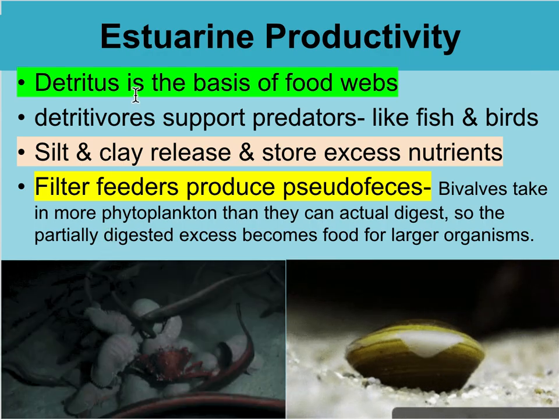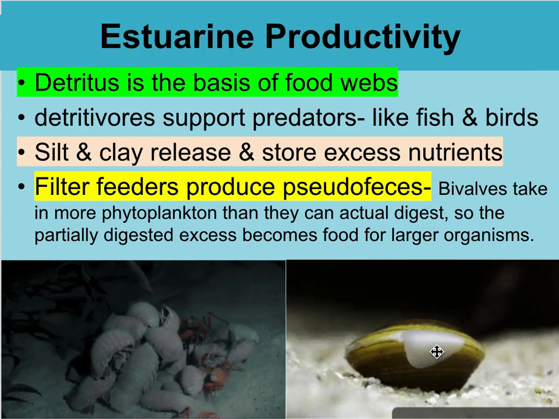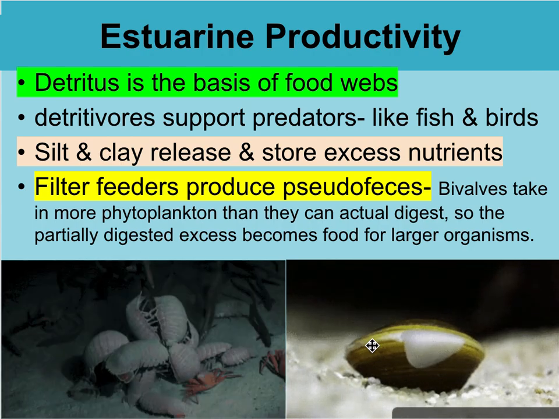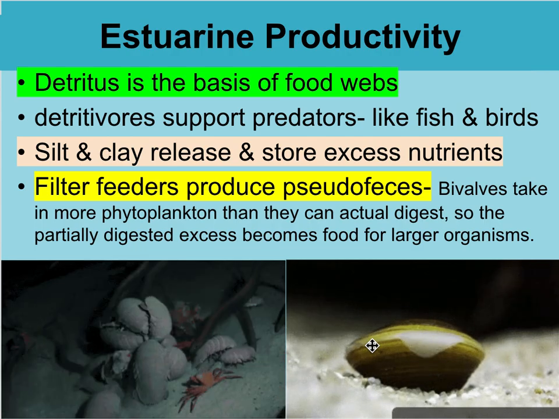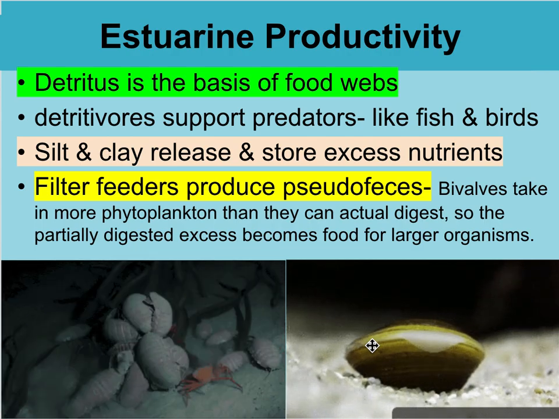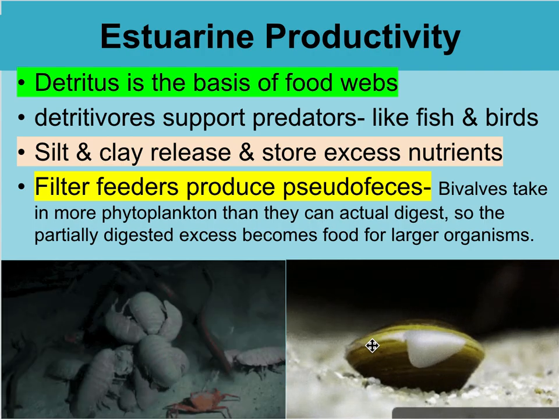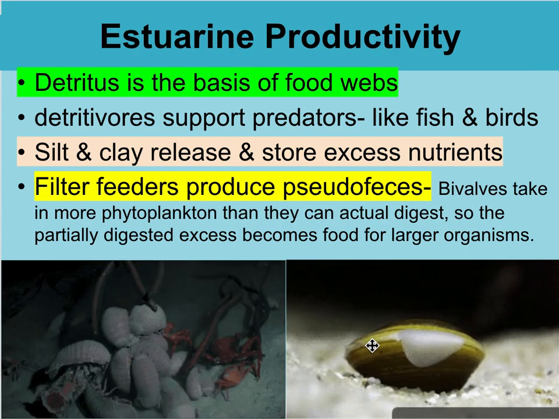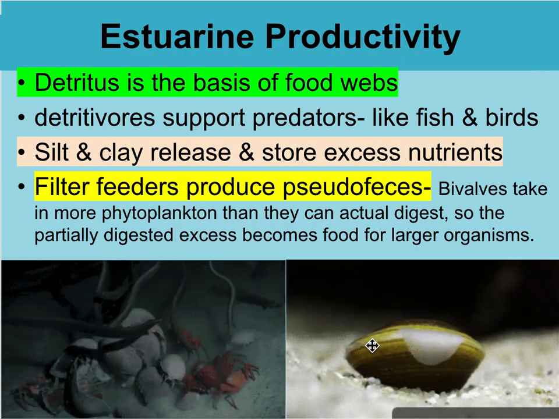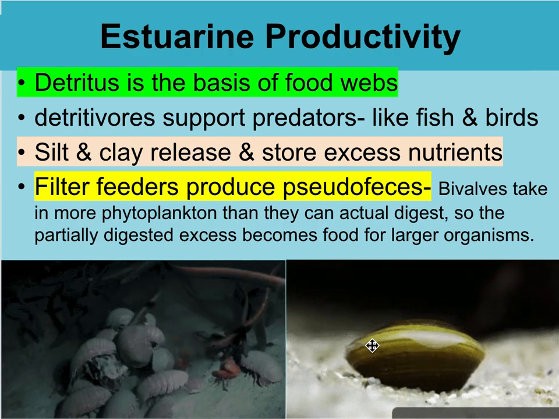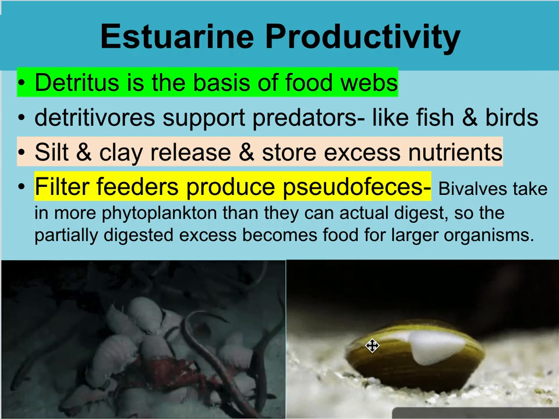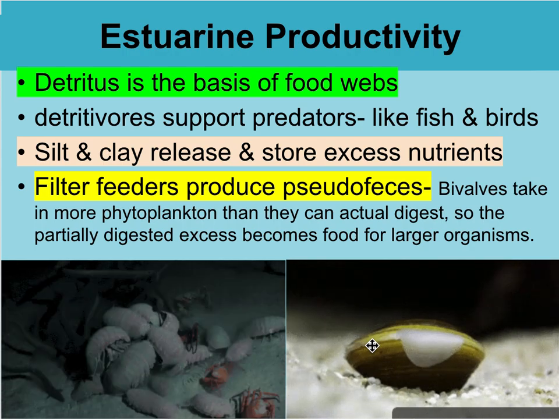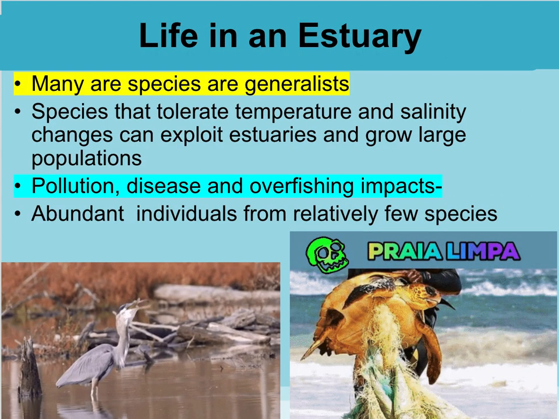So the silt and clay will also release a lot of nutrients, and there are certain filter feeders like this bivalve that I'm showing here that will go down into the sand and filter out tons of phytoplankton and tons of different bacteria and nutrients that are in the sand. But they'll actually take in more than they can digest. They end up killing whatever little phytoplankton they took in, and they excrete it in these little feces called pseudofeces, these little packets of non-digested poo. So there are a lot of nutrients still in there, and other organisms will then come along and eat their half-digested food. It's called pseudofeces, and it's just kind of interesting.